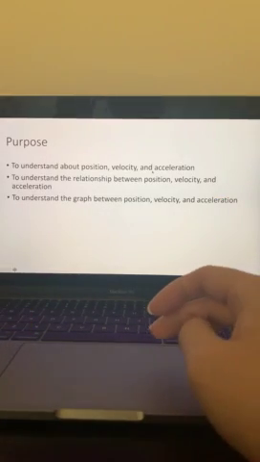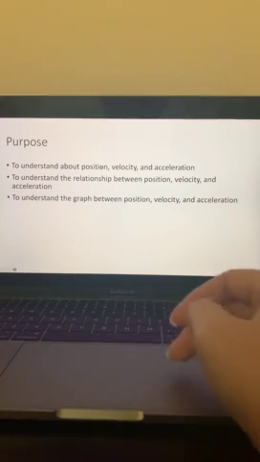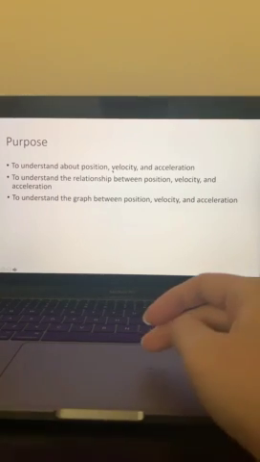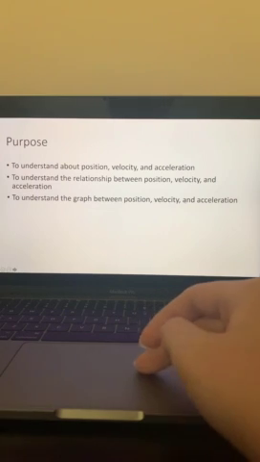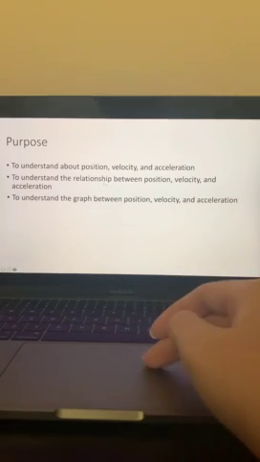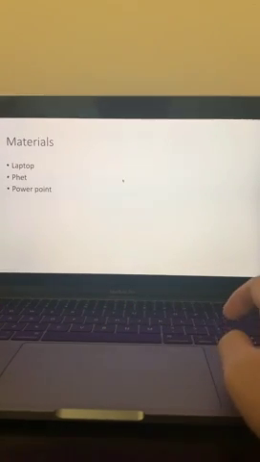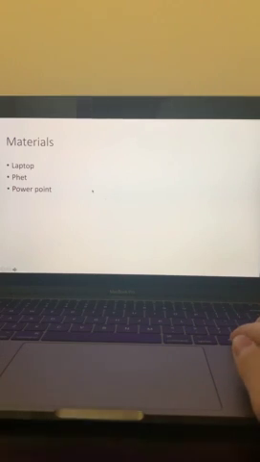Okay, so the purpose of this recording is to understand position, velocity, and acceleration, and the relationship between the three of them, and to understand the graphs of position, velocity, and acceleration. The materials are just a laptop, the PhET website, and this PowerPoint. I use PowerPoint to help me explain it.